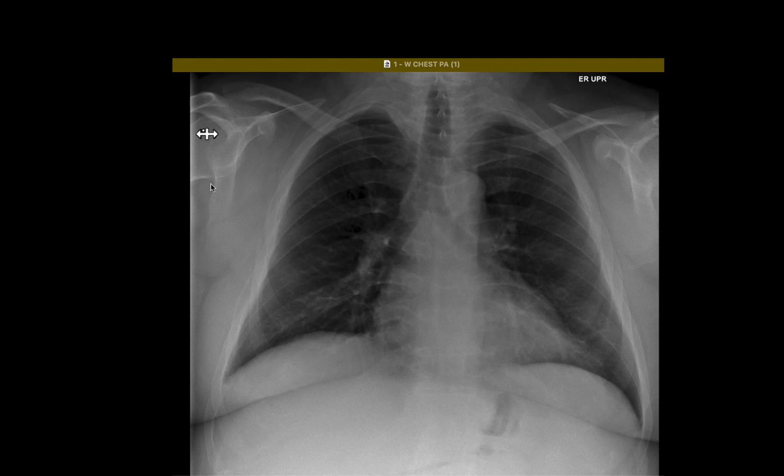So restrictive lung disease, you think of things like fibrosis, pleural thickening, other pleural abnormalities. You can have muscular weakness, diaphragmatic weakness, diaphragmatic paralysis, but don't forget the chest wall.